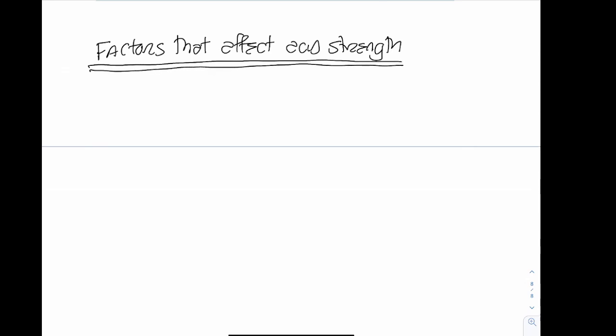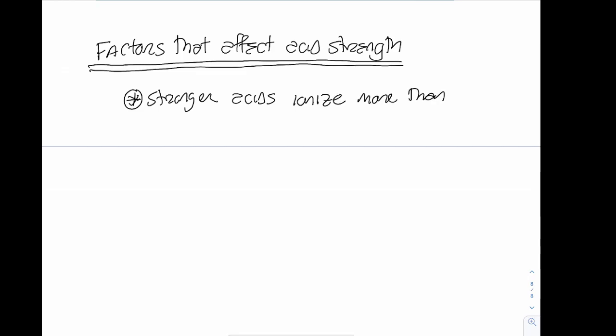And just to remind ourselves, what we're looking at here is that stronger acids ionize more than weaker acids, right? If it's a strong acid, it's ionized completely. And if you were to compare one weak acid to another weak acid, the one that ionizes more is a stronger weak acid.